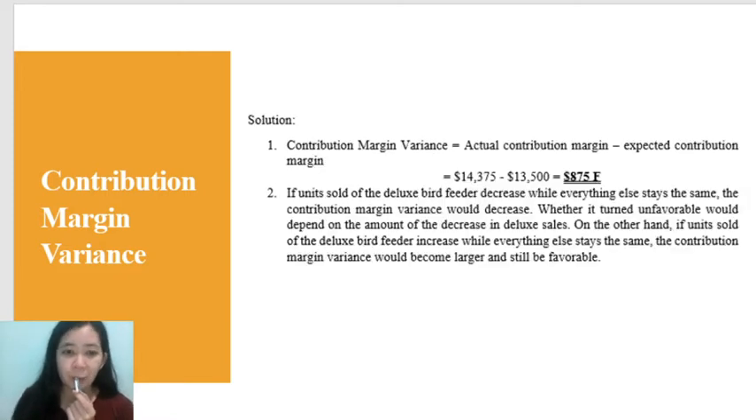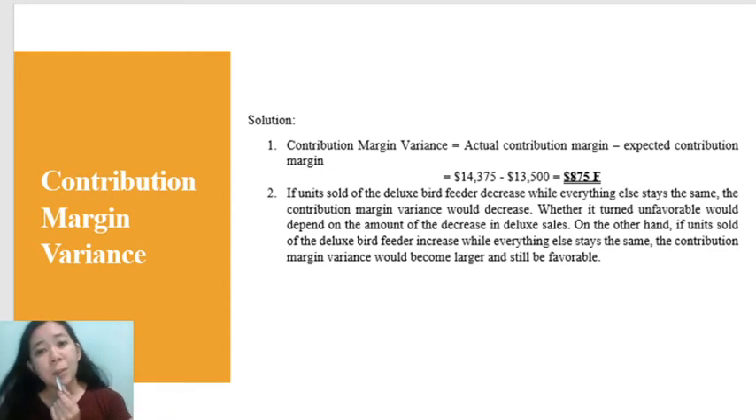Okay, for the solution, for the first requirement, our contribution margin variance is just the difference between the actual and expected CM. So here we have favorable variance of 875 because the actual CM is greater than the expected CM. For number two requirement, if units sold of the deluxe bird feather decrease while everything else stays the same, so our CM variance would also decrease.